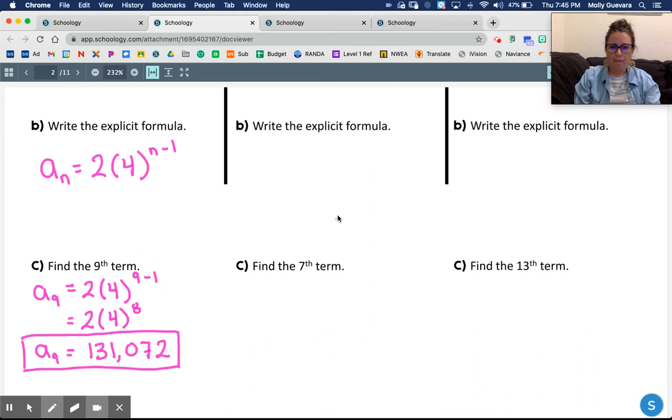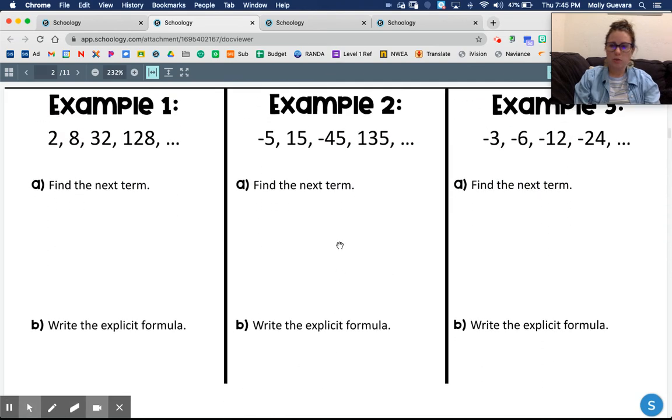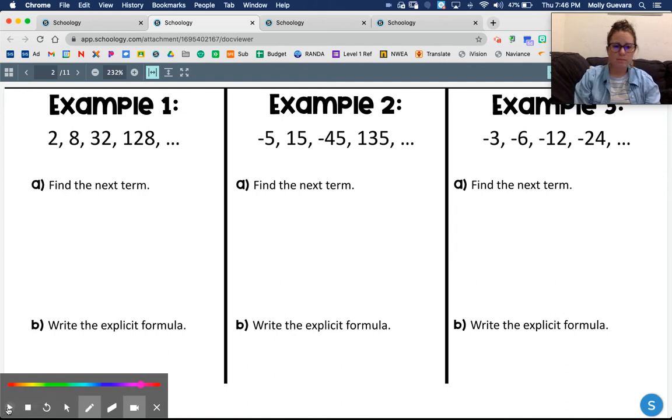Okay, so I want you guys to try example 2. So go ahead and pause the video here. Look at example 2. Use the same method as example 1, and find the next term, write the explicit formula, and then find the 7th term in the sequence.